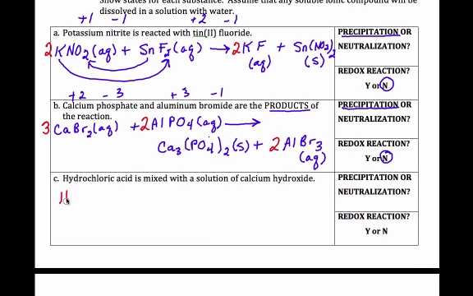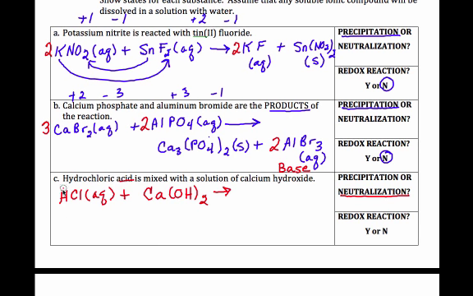Hydrochloric acid, hydro-ic, came from ide. Ide is a binary, single anion acid, is mixed with calcium hydroxide. Now, you've got a good hint that if we have an acid, we're dealing with a neutralization. But let's check to make sure we have a base. A hydroxide is a base. We're going to learn more about those later on in the semester.